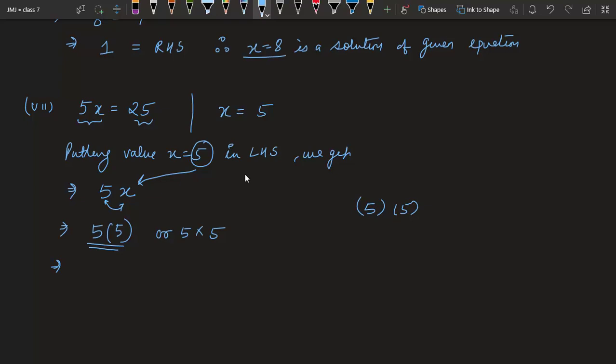Now 5 into 5 is 25, and you can see the right hand side you are having is also 25. Therefore this value is a solution of the given equation.